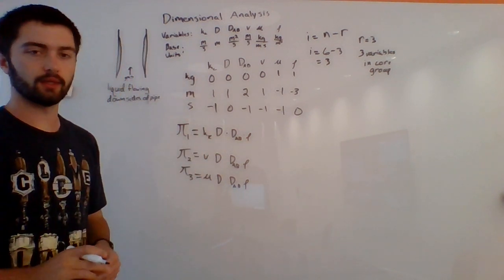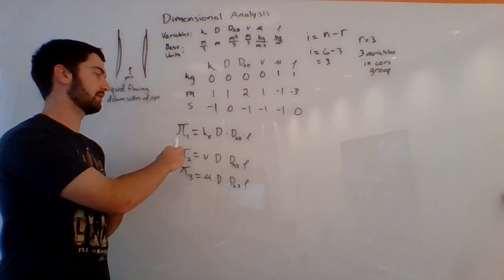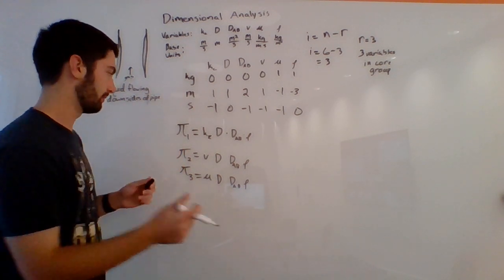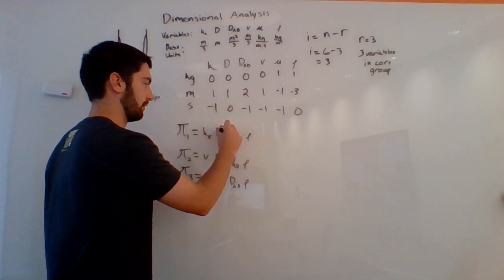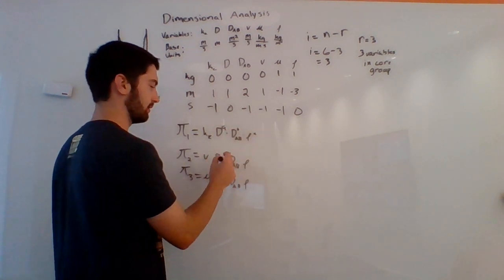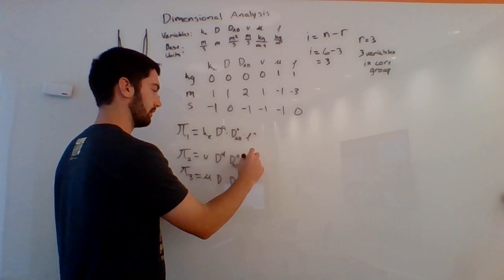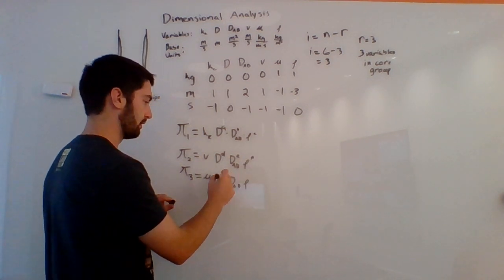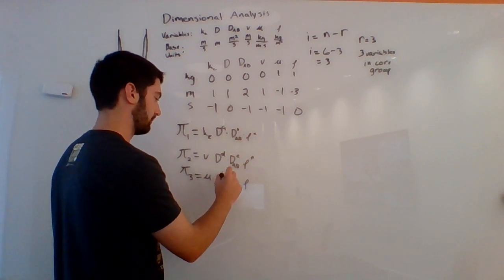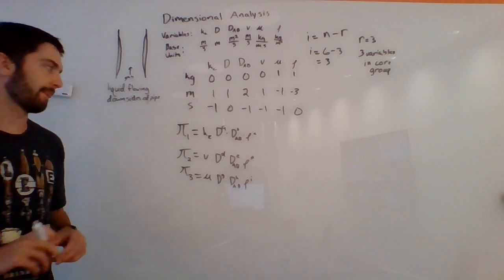And these 3 core variables, to make sure that these numbers are actually dimensionless, will be raised to a power. And we do not know what that power is yet, so we'll call it A, B, and C for this equation. We'll call it D, E, and F for this one. And then G, H, and I for the final one.